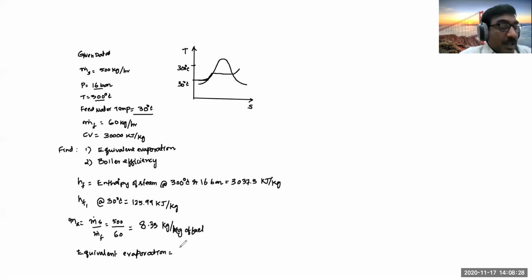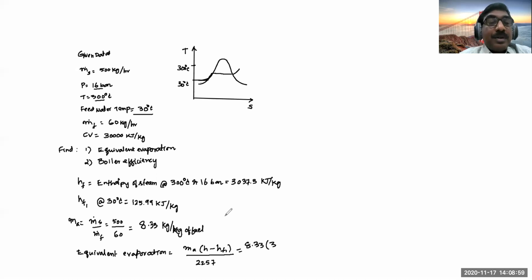So what is this formula here? This is ME equal to MA, that is mass of steam generated per kg of fuel, into H final enthalpy minus initial enthalpy, divided by HFG at 100 degrees centigrade, that is 2257. So this you can easily calculate now. 8.33 into... what is the H?